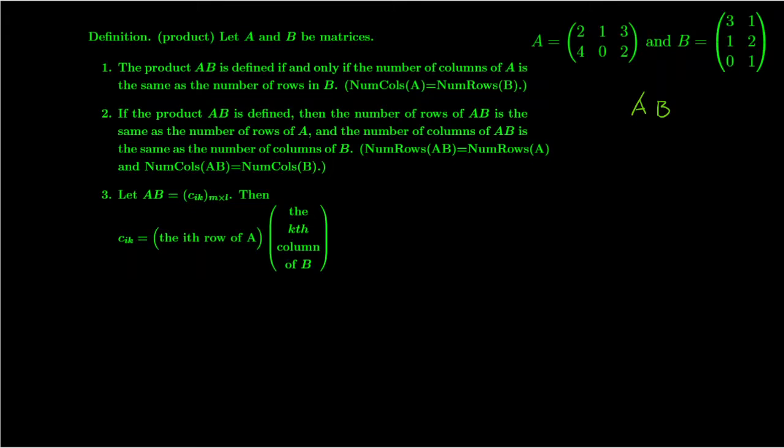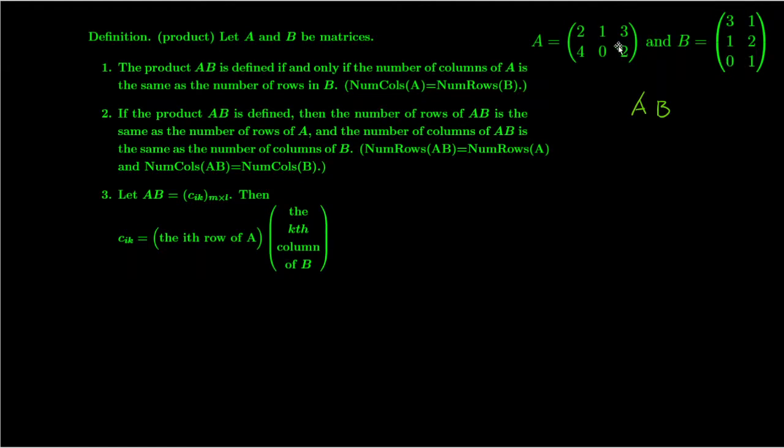Now let's look at the definition. You need to answer three questions. The first question is: is the product defined? The condition you need to check is in condition 1. You check how many columns in A, and then you check how many rows in B. How many columns in A? You can write it on the chat. There are 3 columns in A, right? How many rows in B? There are 3 rows in B.